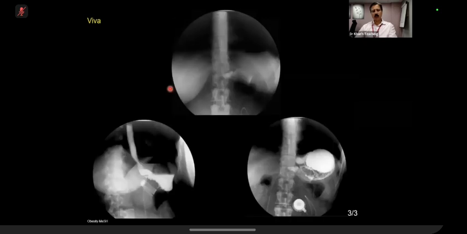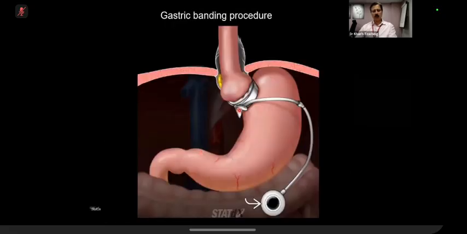If it slips down, then what will happen? Look at the orientation, and please remember, they will show you on a plain film. If this orientation changes, you have to call it. I'll show you another example. This is just to orient the gastric band, and this is the new stomach.